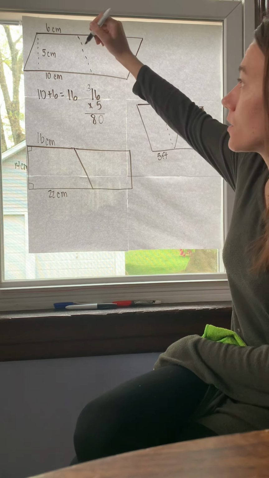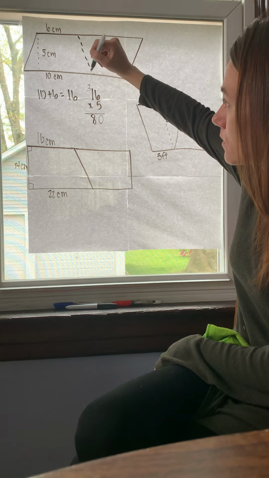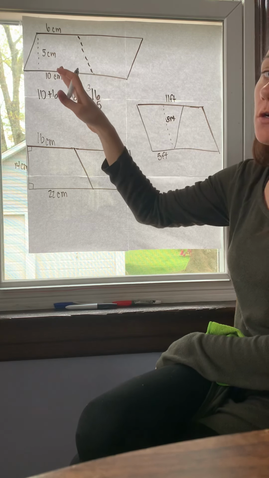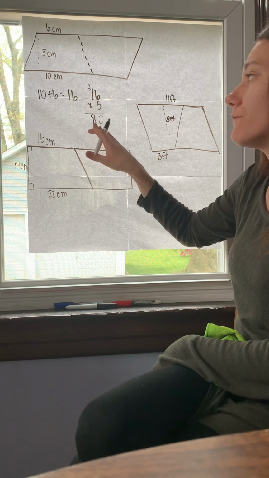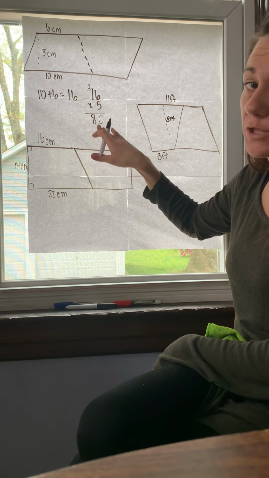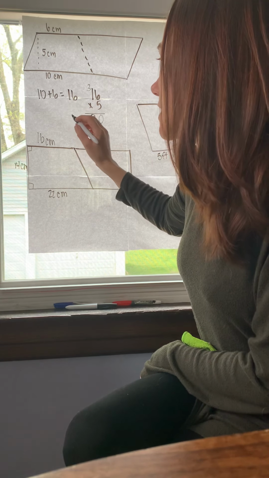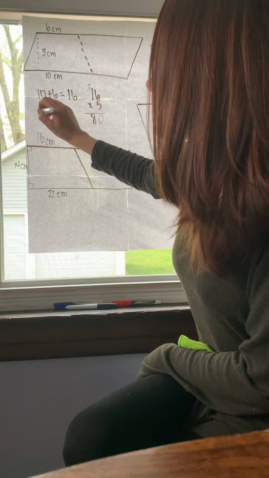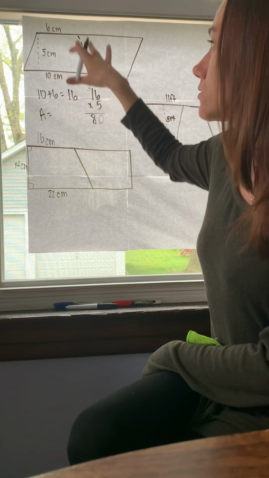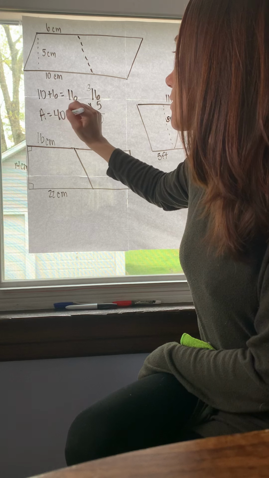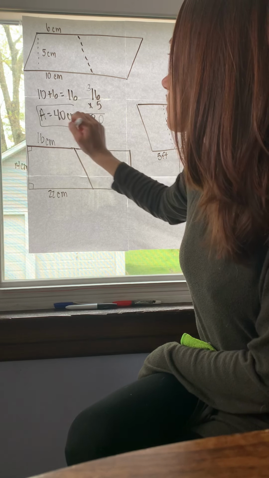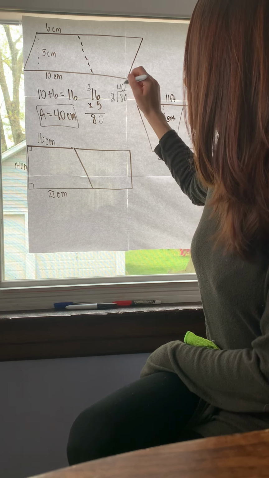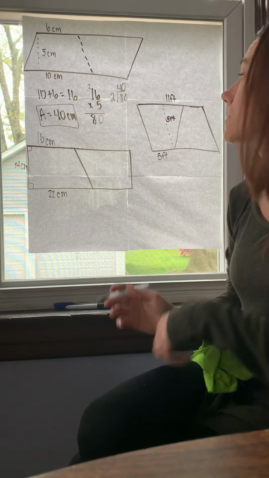Here, the trapezoid is half of the entire picture, so you need to divide your answer by 2. Half of 80 is 40. So really the area of this trapezoid is 40 centimeters. Remember, your second step is you need to divide by 2, and that will be 40.